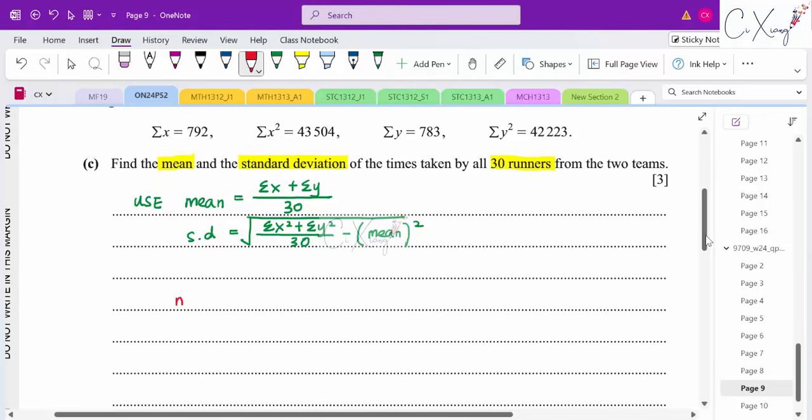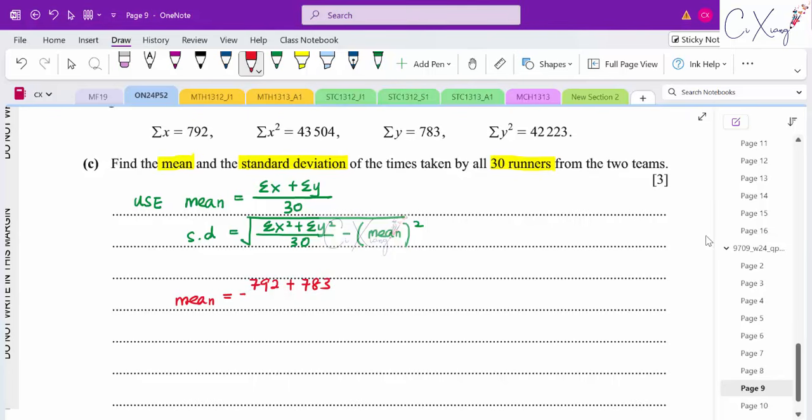Okay, so let's start with the mean. So what's the mean here? By right, your mean is 792 plus summation of y, which is 783, divided by 30. So the mean that you get, if you didn't make any careless mistake, by right, it should be 52.5.